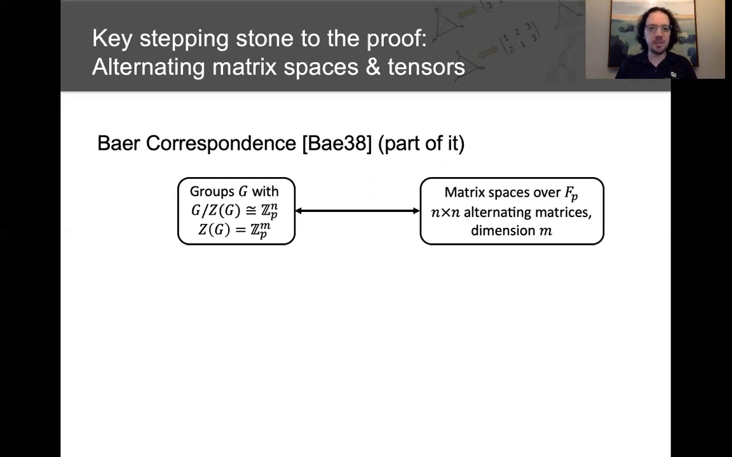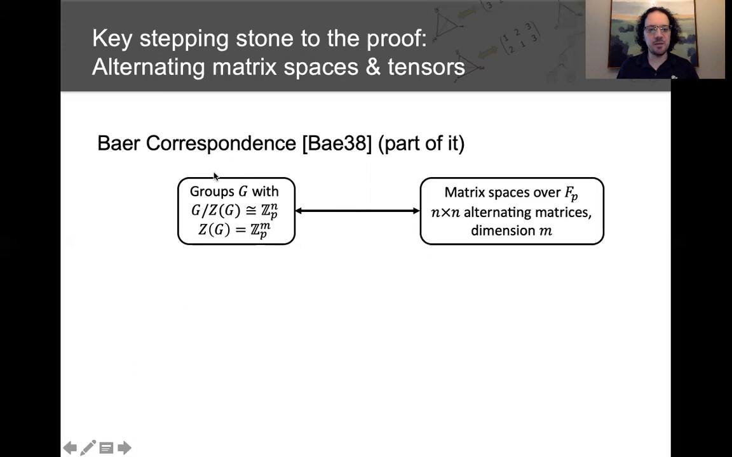Okay. The key stepping stone here, the starting point for us, was the Baer correspondence, which goes back to Baer in 1938, which is a bijective isomorphism respecting correspondence between the kind of groups we're looking at. So groups where the group mod its center is abelian and every element has order p. So that means the center must be Z mod p to some power, and the group mod its center must also be Z mod p to some power.